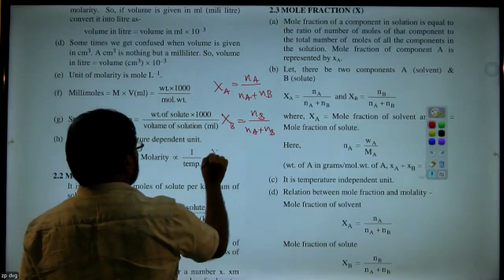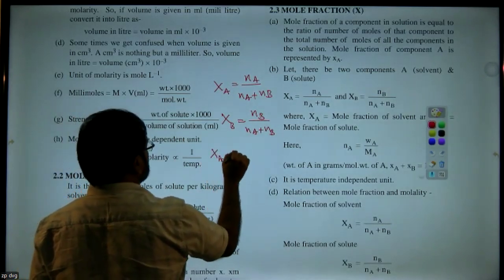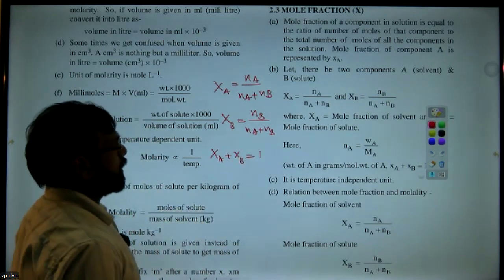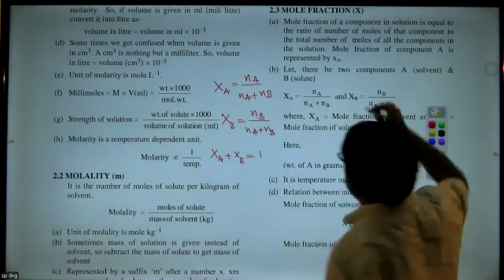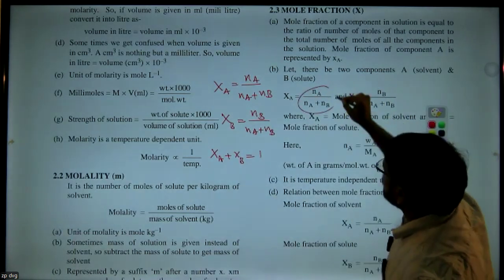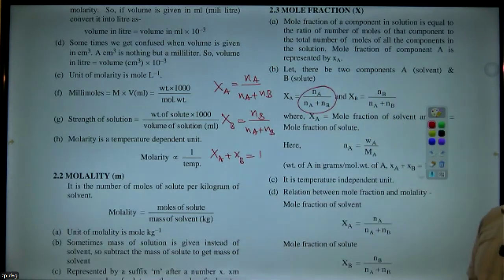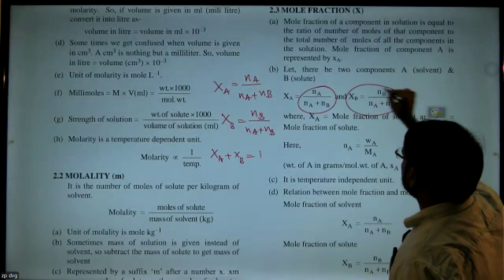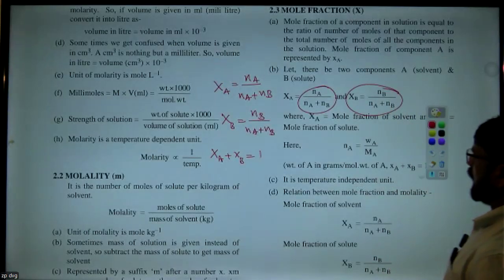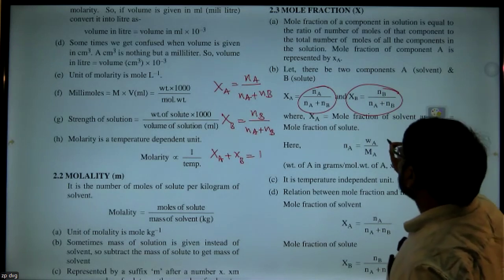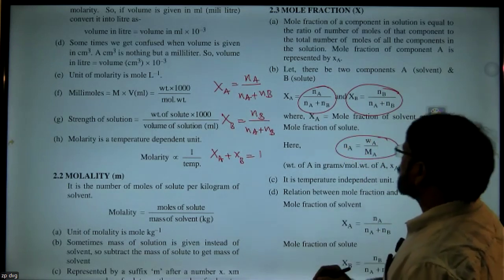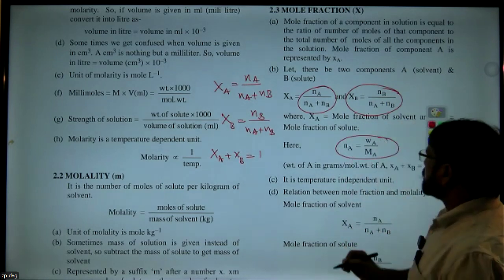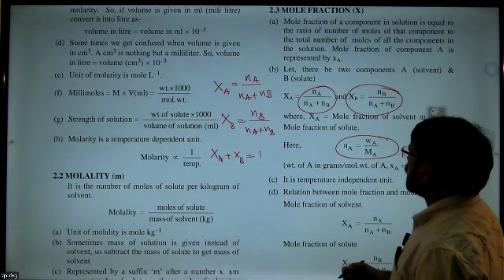See, the sum of the mole fractions of all components in the solution is always equal to what? Equal to 1. Okay. So this is the formula, and here we have the first component's mole fraction, how we can calculate like this. Second component's mole fraction, by using this formula we can calculate. So if you want to get the number of moles of the first component, suppose in the question they have given the weight of that substance, then what formula do we have to use?